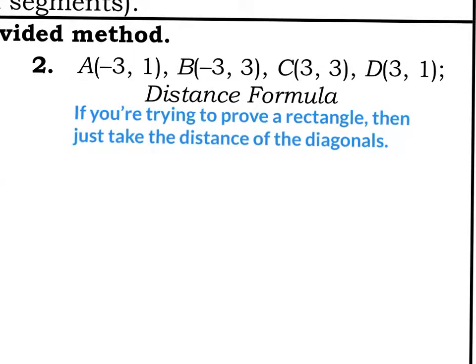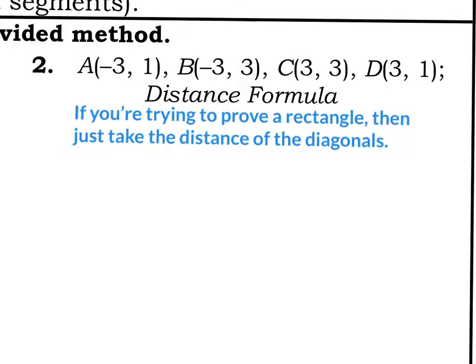Rectangle, I just wrote this note right now. If you're trying to prove a rectangle, then just take the distance of the diagonals. So you know something's a diagonal when you just skip over a letter. So do distance of A to C and distance of B to D. And they need to be the same distance in order to be a rectangle.